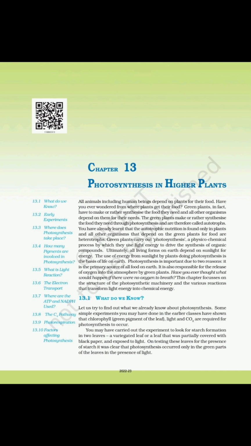Let us try to find out what we already know about photosynthesis. Some simple experiments you may have done in the earlier classes have shown that chlorophyll, the green pigment of the leaf, light and CO2 are required for photosynthesis to occur. You may have carried out the experiment to look for starch formation in two leaves, a variegated leaf or a leaf that was partially covered with black paper, and one that was exposed to light. On testing these leaves for starch, it was clear that photosynthesis occurred only in the green parts of the leaves in the presence of light.